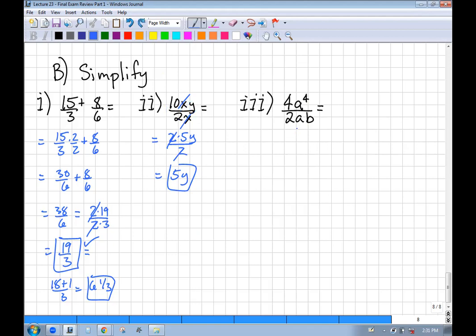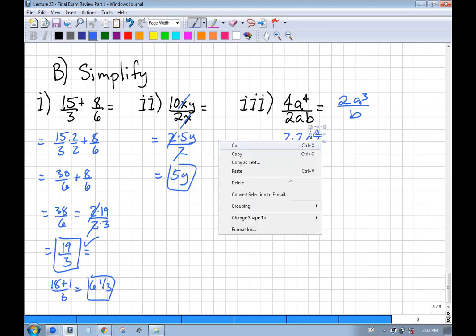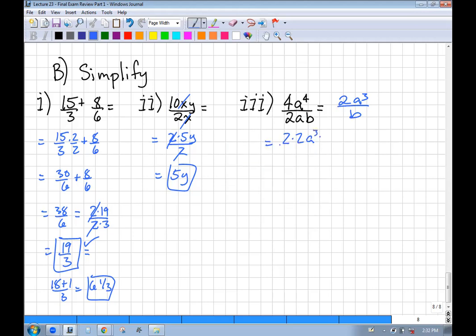Over here, we could do this in our head. 4 divided by 2 is 2. The a's, there's a cubed over a, and the a to the 4th over a gives us a cubed, and there's a b on the bottom, right? So you should be able to write the answer down. If you want to show some work, write 4 is 2 times 2. If you wanted to, you could do this. But you can easily cancel them out. So it gives you the 2a cubed over b.